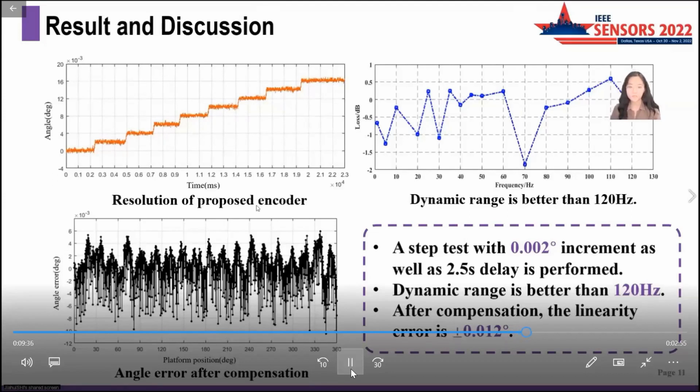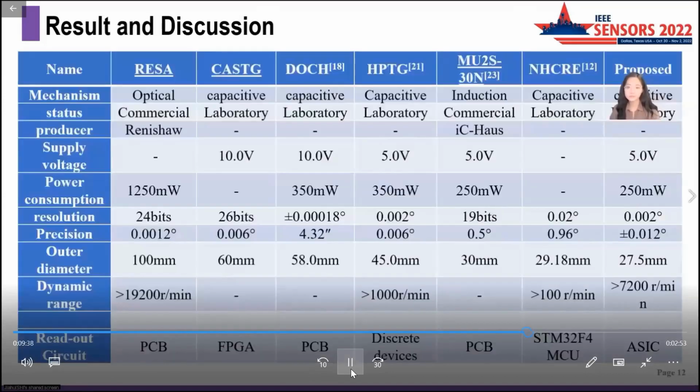In this paper, we proposed an ASIC for a capacitive angle encoder. The performance comparison of the proposed angle encoder and previous encoders is summarized in this table. As noted, test results show that the stability of the encoder is up to 0.001 of a degree, and the accuracy is 1/100th of a degree, and the power consumption is less than 200 milliwatts.